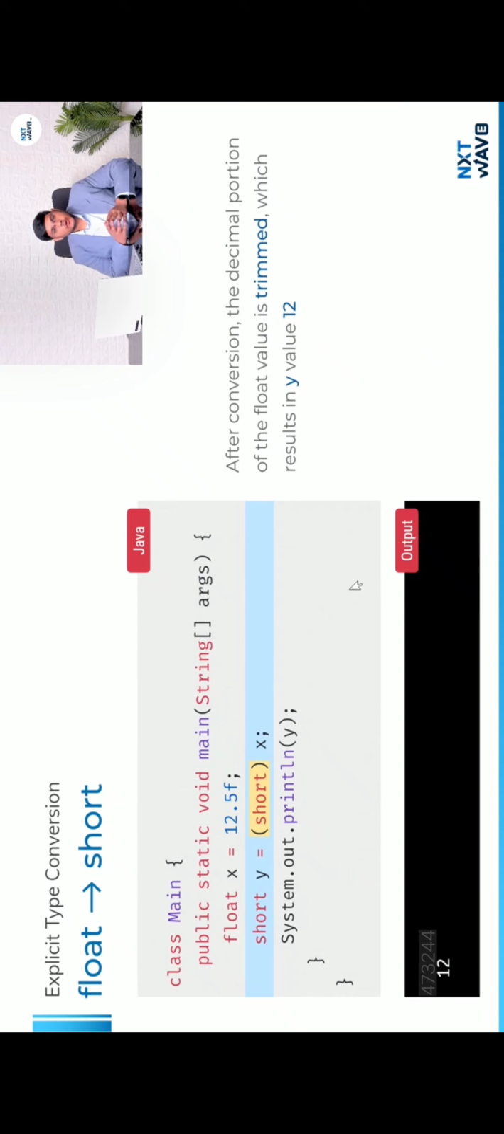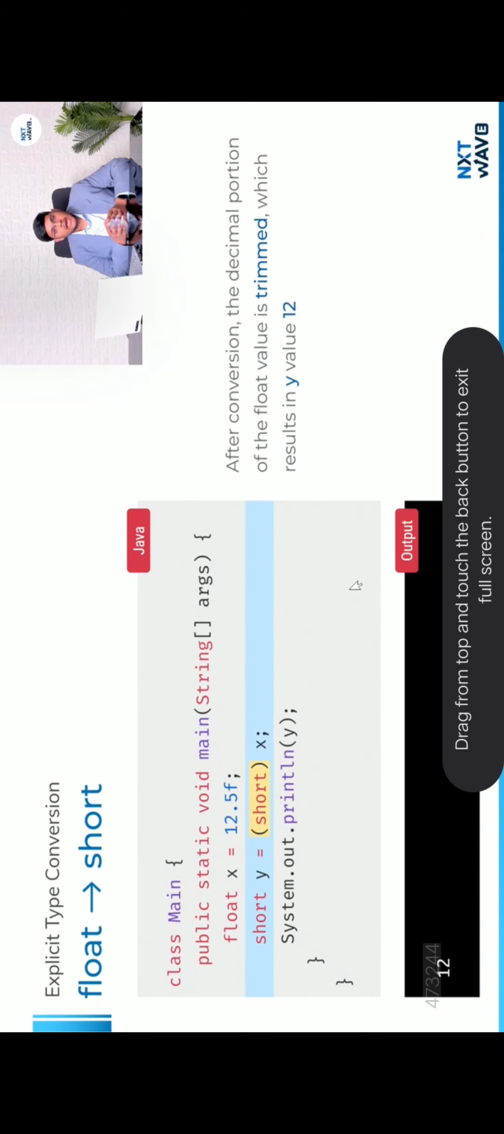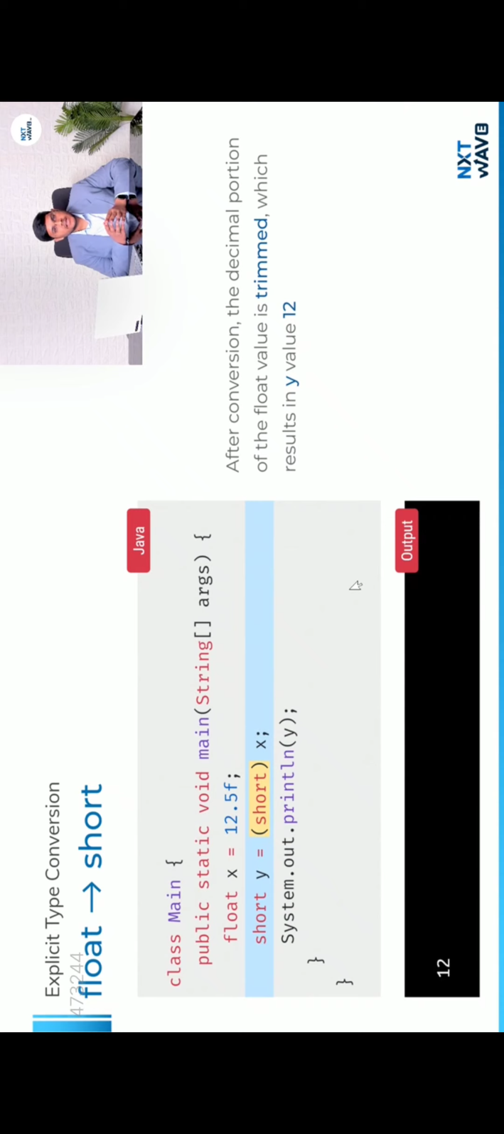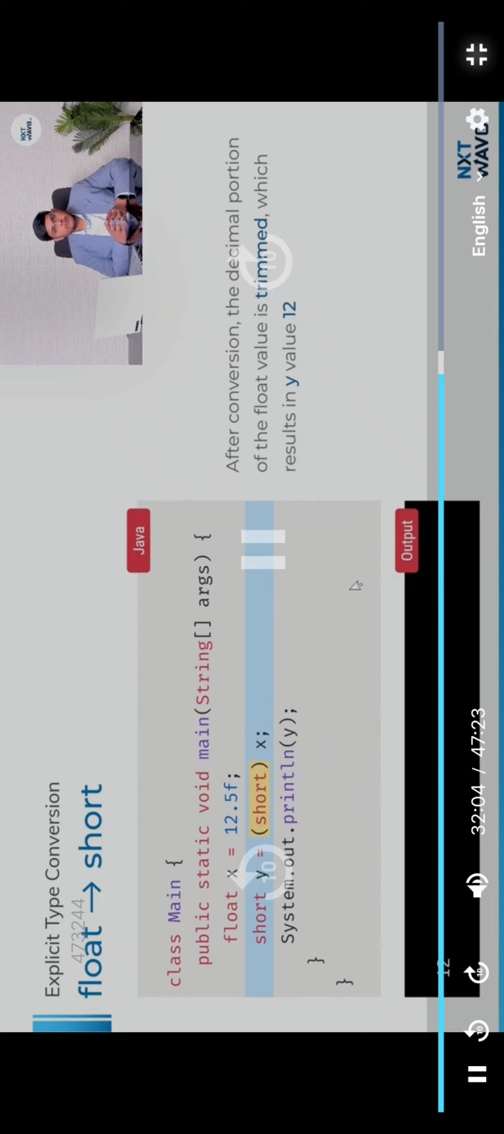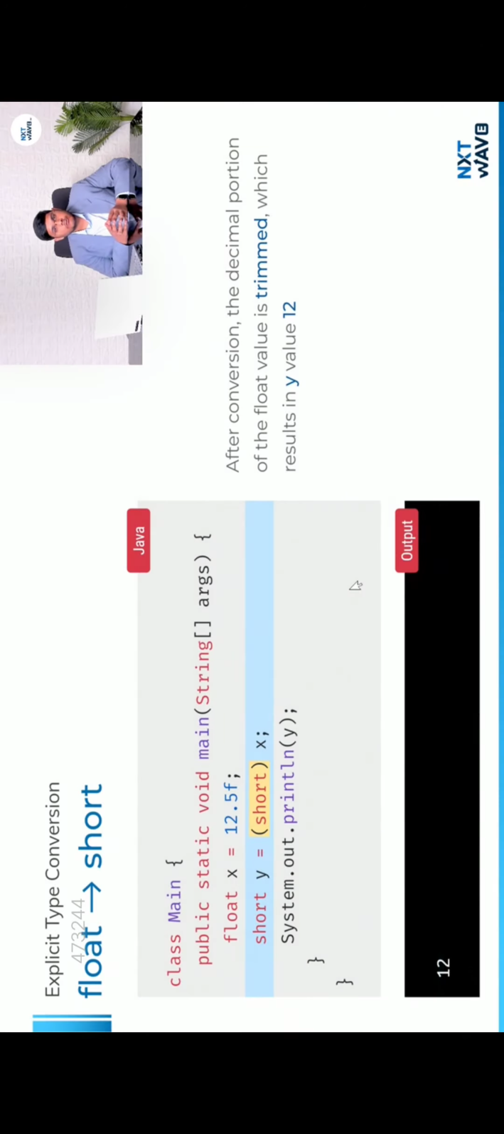Similarly, if we are trying to do a float to short conversion, here we have taken an example of variable x which is declared as float type, and the value that we are assigning is 12.5f. That means we are creating a float value, and in the next line we are trying to convert a float value to short value and store it in the variable y, which is declared as short data type. In this case also the decimal value 0.5 gets trimmed out. In the variable y only the integer portion 12 remains. So we can see the output as 12. You can try it out in the code playground as well.